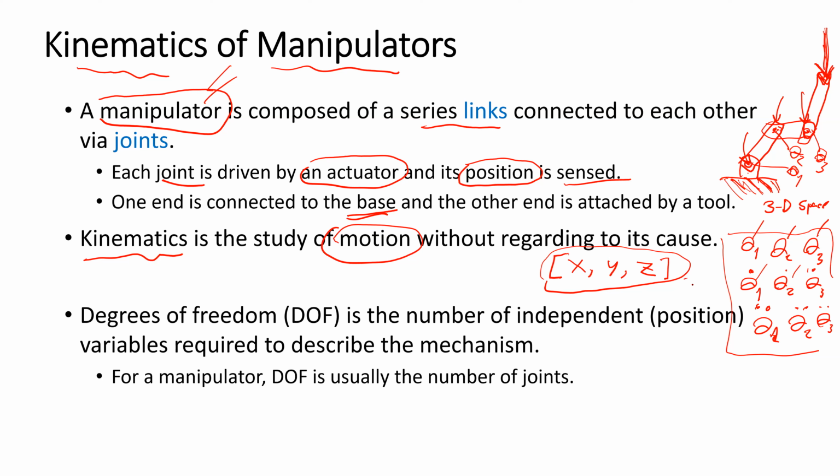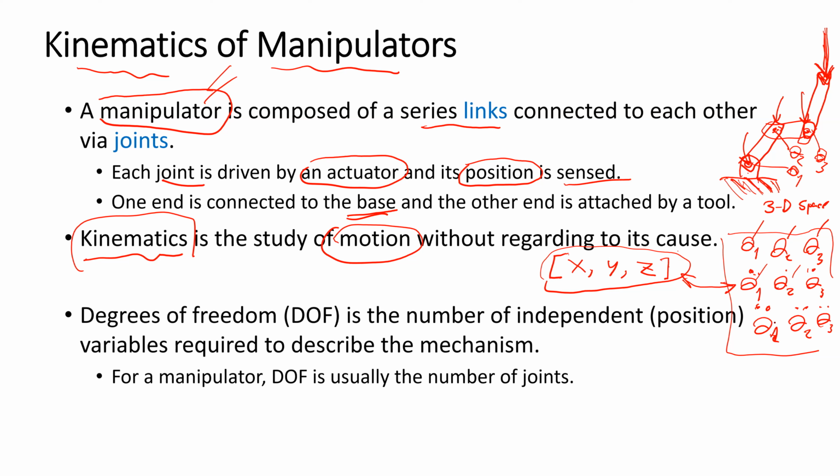So the main objective of this class is to provide you the mathematical tools that are required to relate the Cartesian coordinate to the joint coordinate. But for kinematics, we only consider the angle, velocity, and the acceleration.